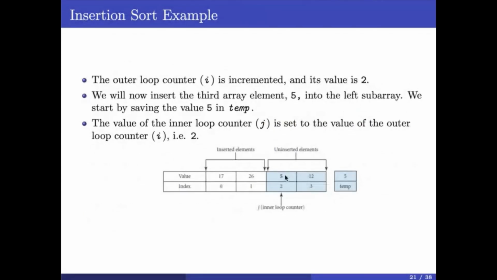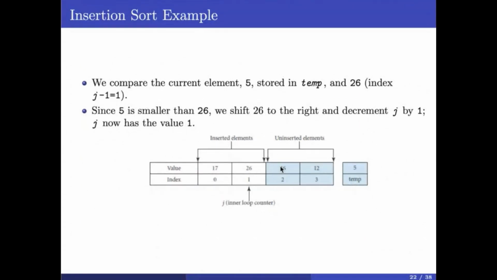So the value 5. After that, the first thing I need to do is shift the value that's at j minus 1 to the right, so it's going to be in j. So we override the value of 5. Don't worry, we have a temp variable that holds the value of 5. Then now j minus 1. Now j is going to point here.